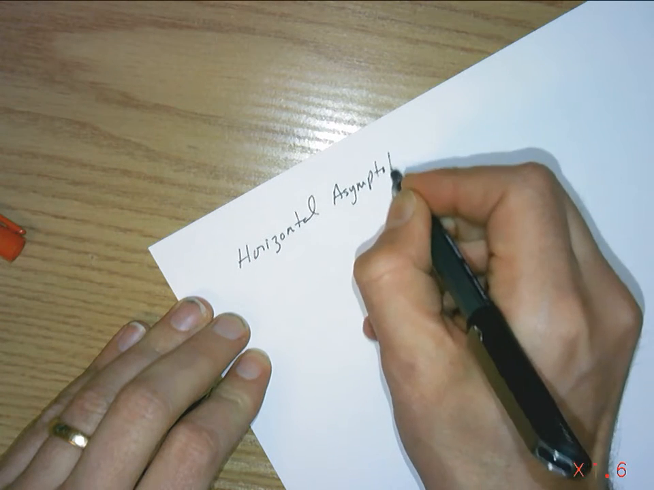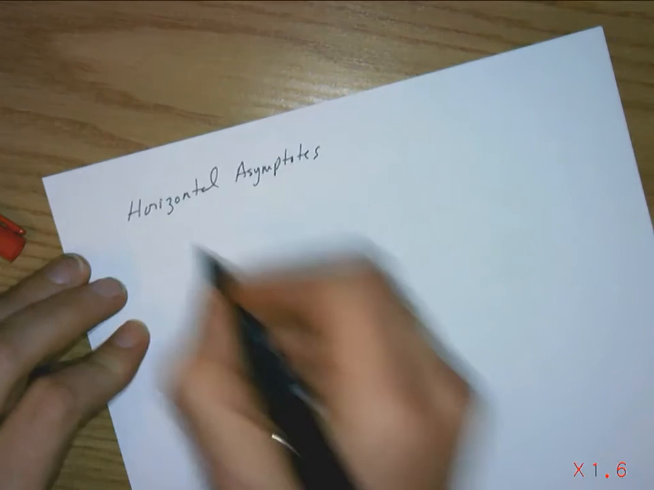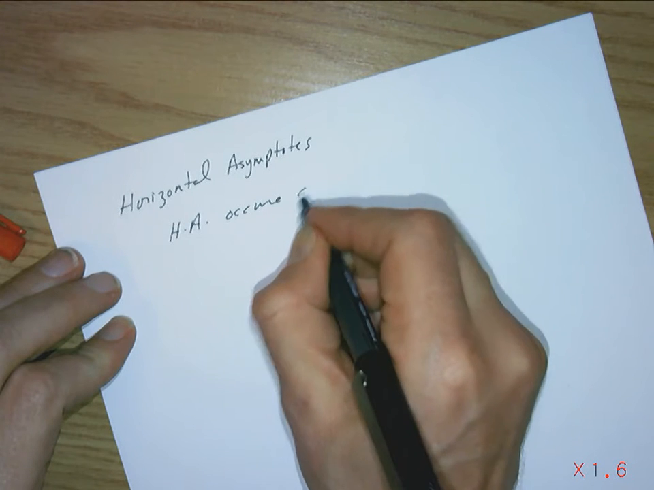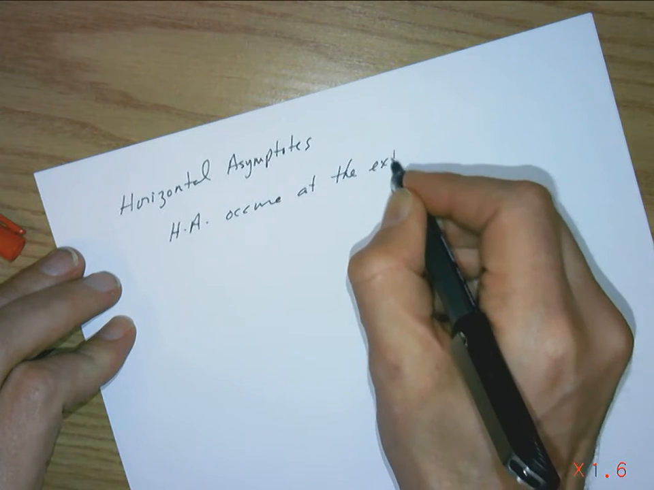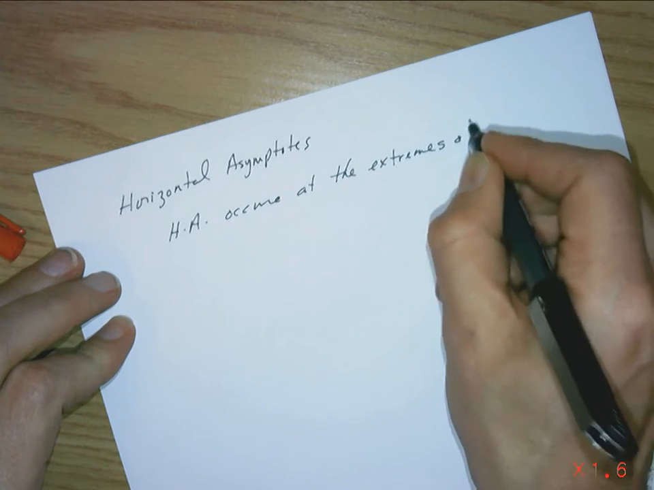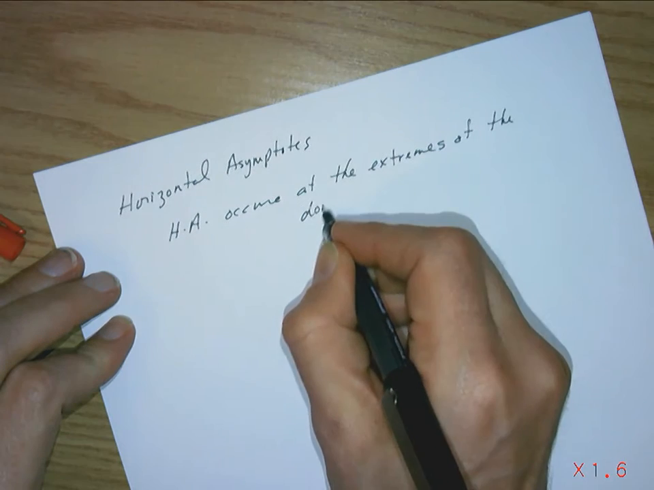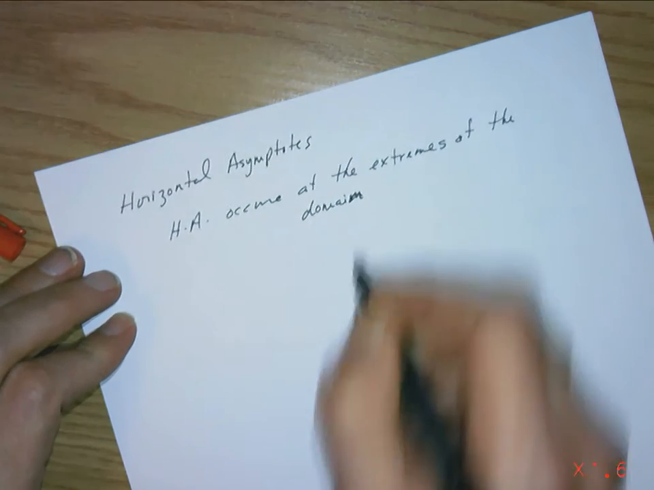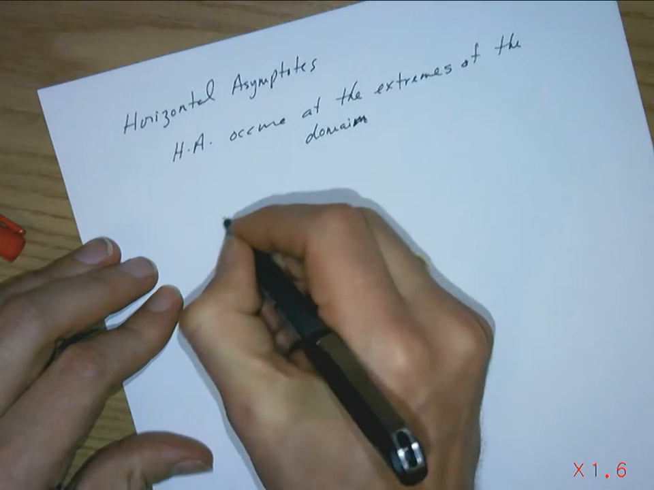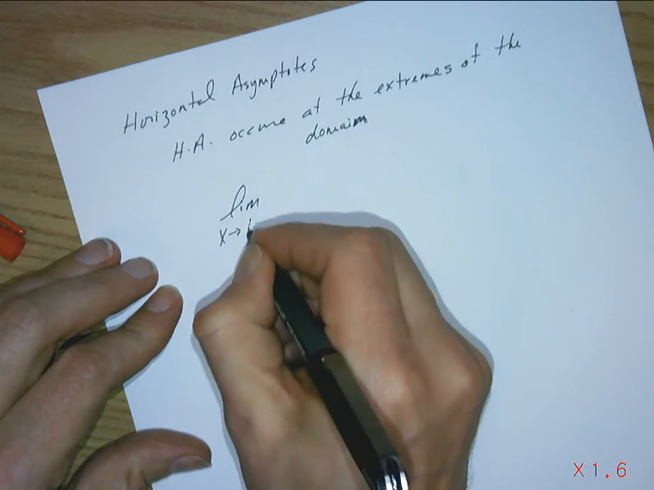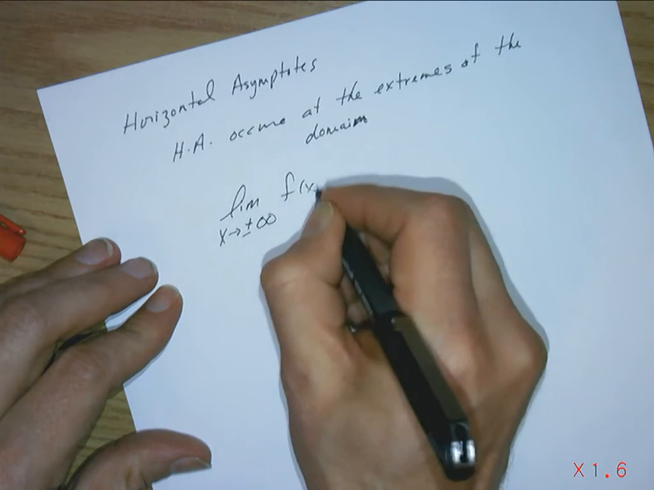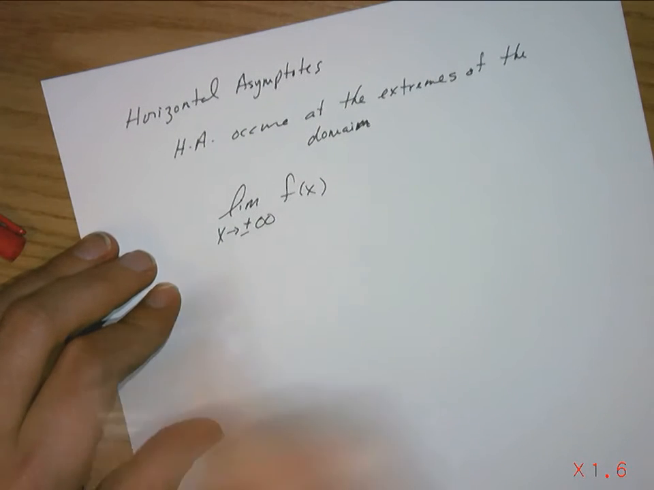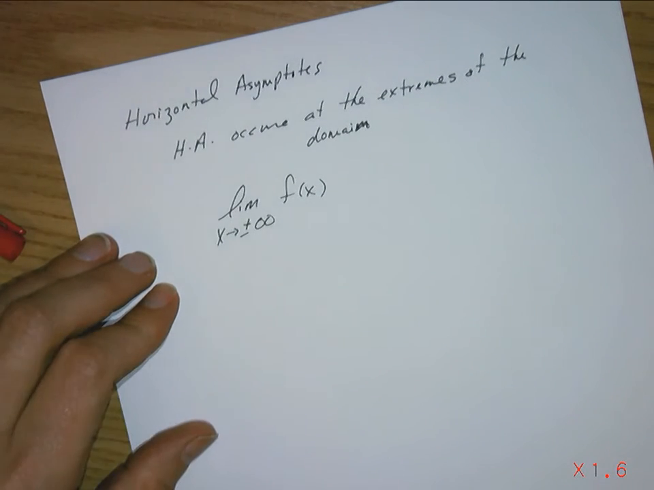Okay, horizontal asymptotes occur at the extremes of the domain. So we're going to take a look at the limit as x approaches positive and negative infinity of f of x. If that approaches a constant, then we have a horizontal asymptote. If that approaches infinity, then we do not have a horizontal asymptote.